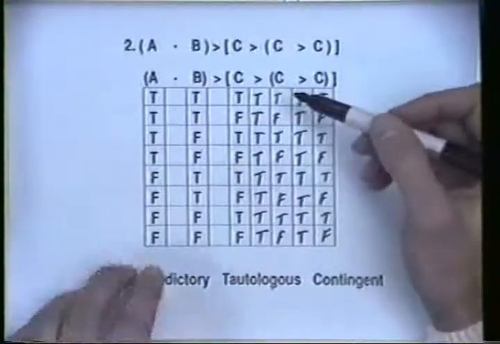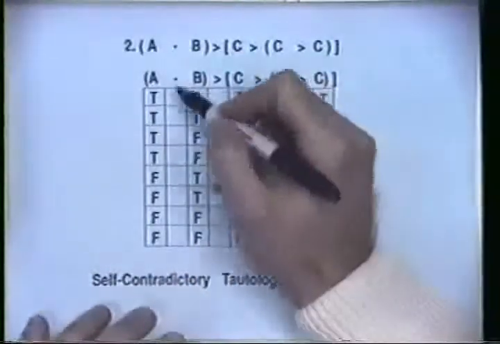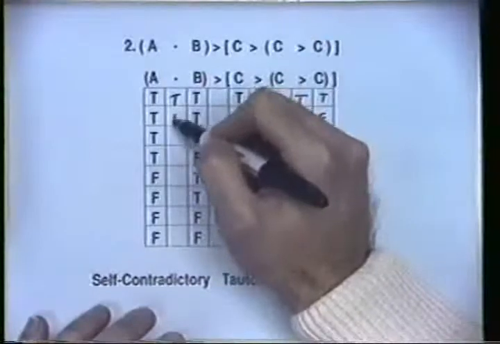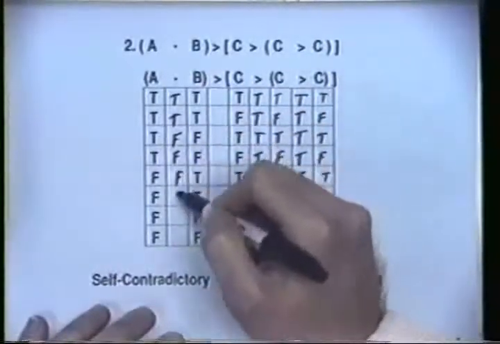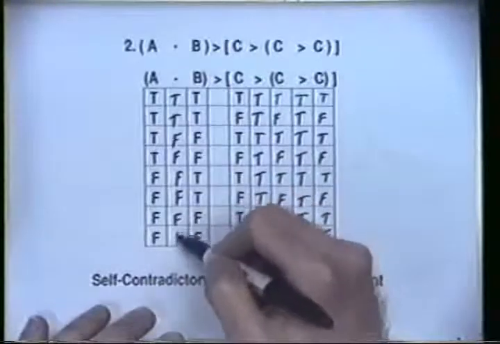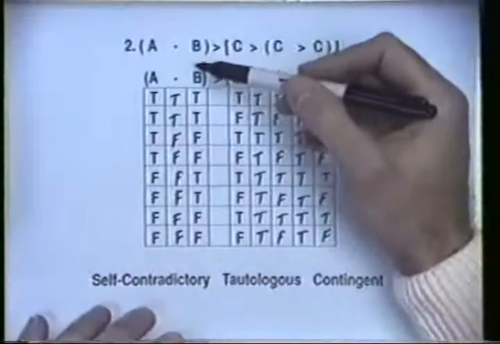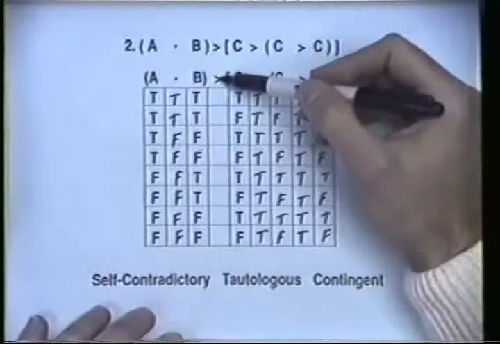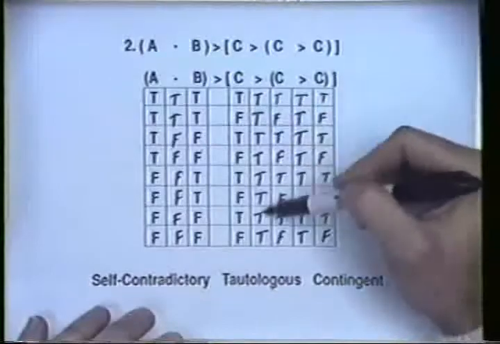So we have that done now. We can do the conjunction. Remember the characteristic truth table. The conjunction will give us true, true, false, false, and all the rest are false. And now we're almost done. We simply need to bring together, under a conditional, this column with this column.